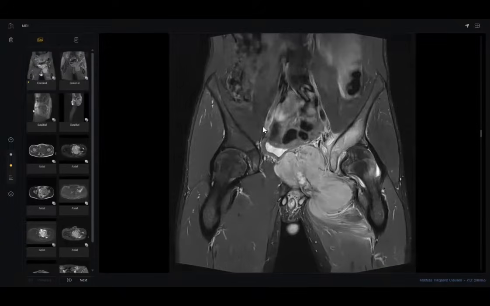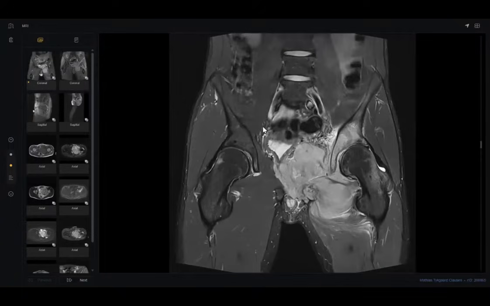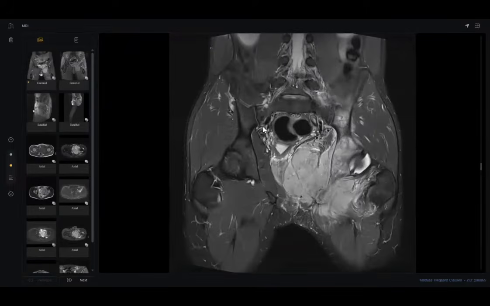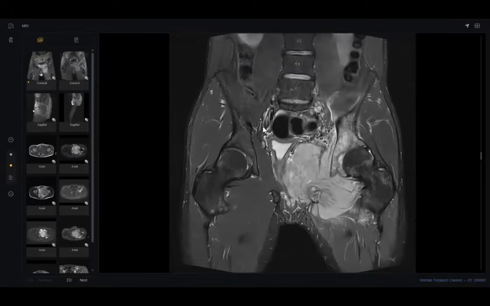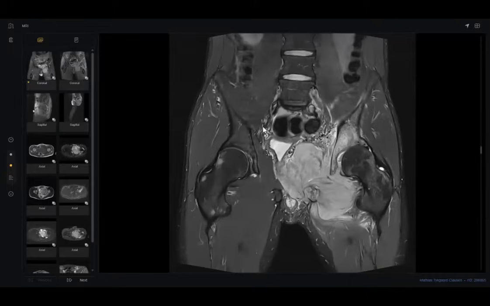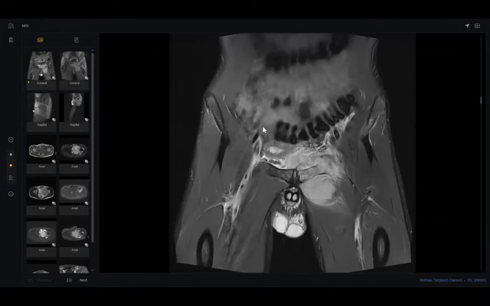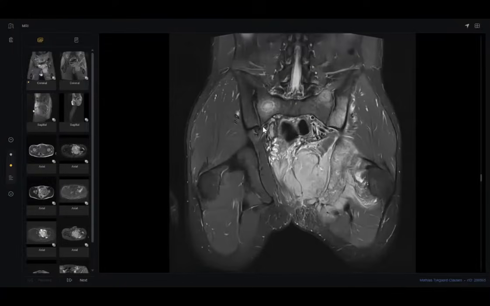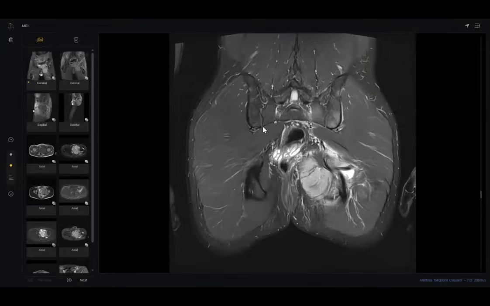Left femur is unremarkable. Right side is unremarkable. There is also soft tissue invading the pelvis. This is an aggressive bony lesion with a large soft tissue component. First differential diagnosis will be Ewing. I will convey the finding to the referring physician, request a biopsy in a sarcoma center, and refer to oncology MDT.